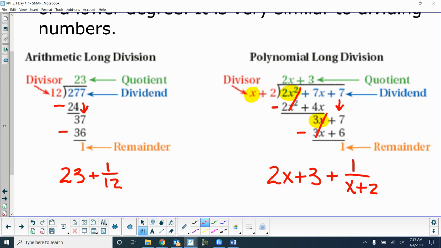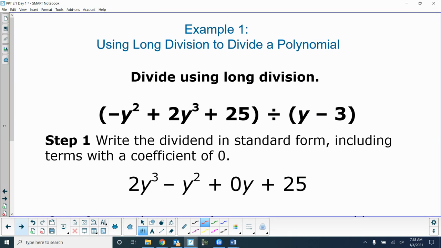So those are basically the same problem. This didn't have the variables in it, that's all. Just a regular number divided by a number. Same procedure. So you always just think about the first term divided by the first term, to get those two. Multiply, subtract. Okay? Questions on either one of those? Okay. So let's do another one together.